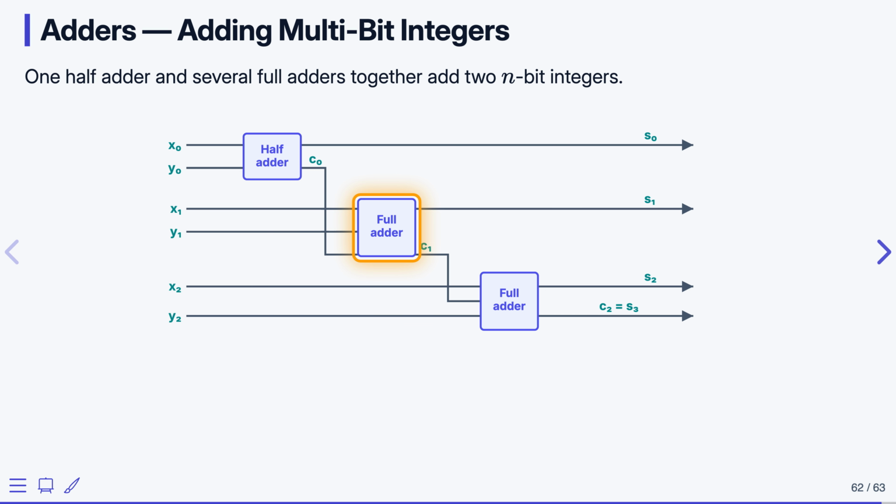It adds x1, y1 and c0, and gives s1 and a new carry c1. That carry flows into the second full adder for the top column. It gives s2 and a final carry c2. And that last carry becomes the highest bit of the answer, s3.